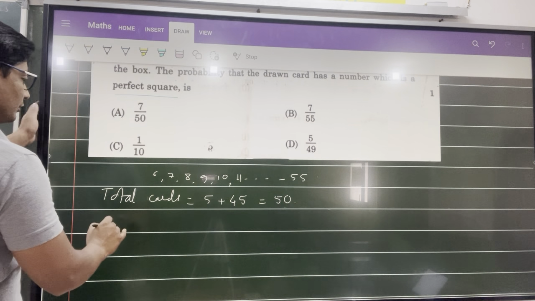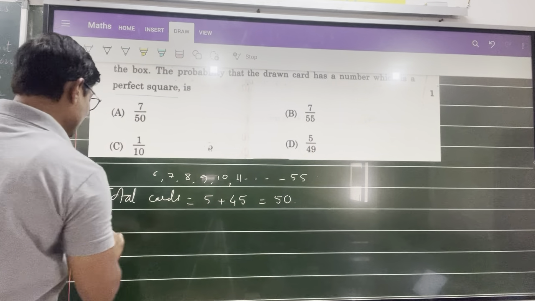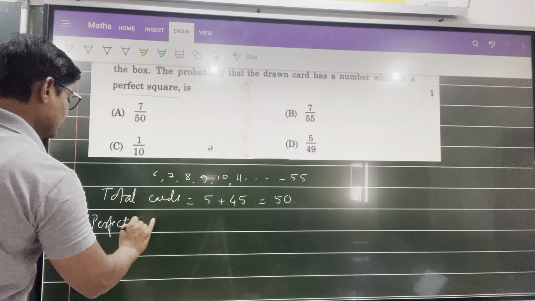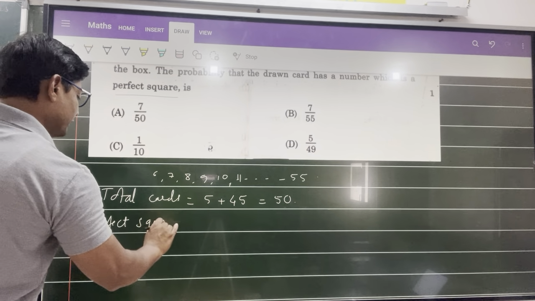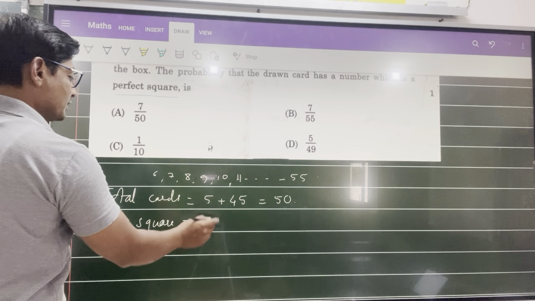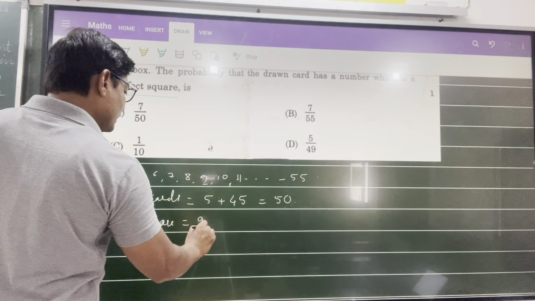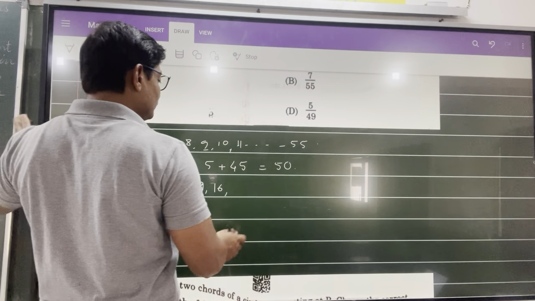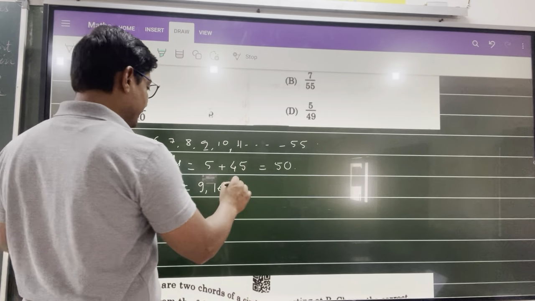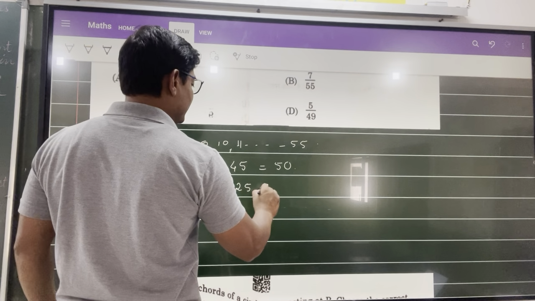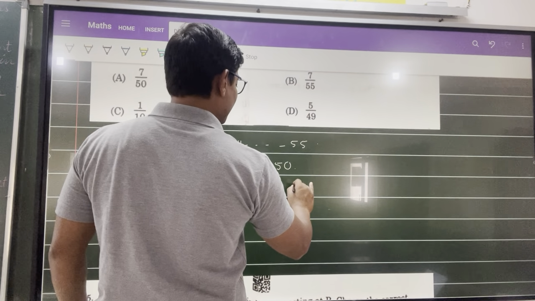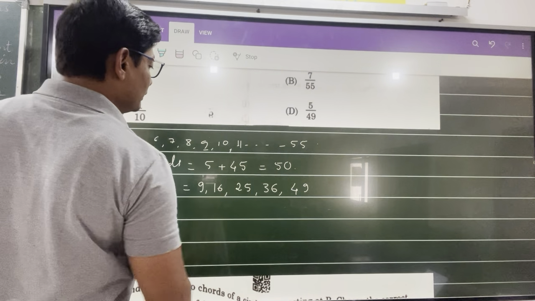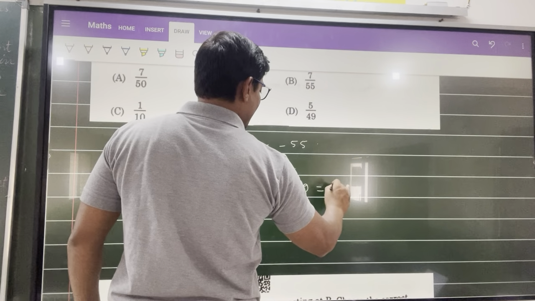So now perfect squares. How many perfect squares do we get from 6 to 55? If you check, first we will get 9. So here 9, after that we have 16, after that 25 and then 36, and then I think we will be having 49 only. Okay, so we have these 5. So perfect square cards are 5.